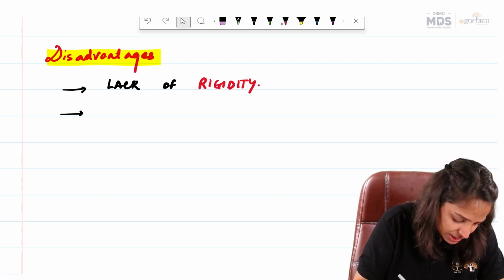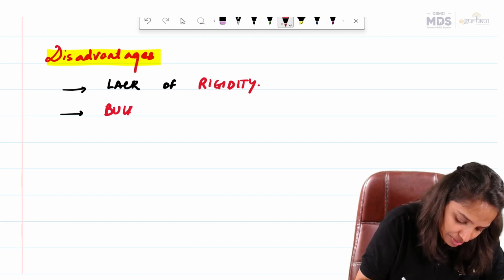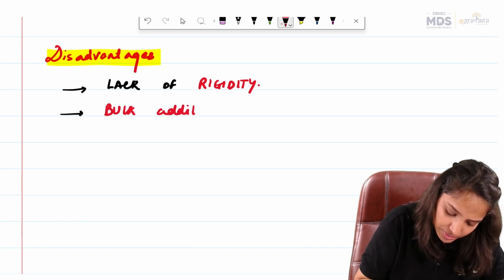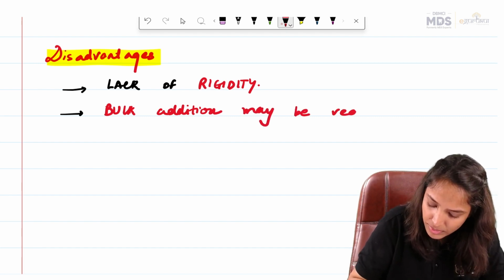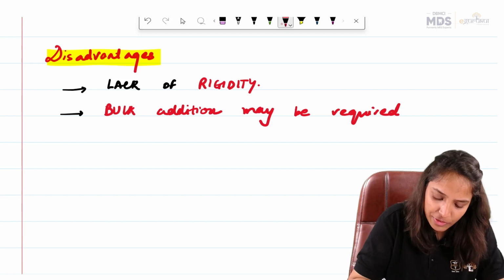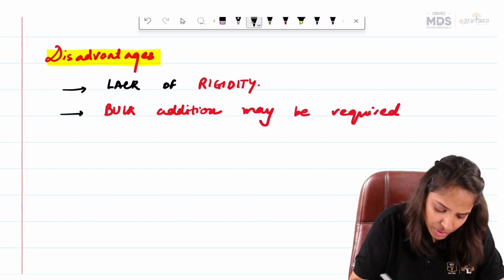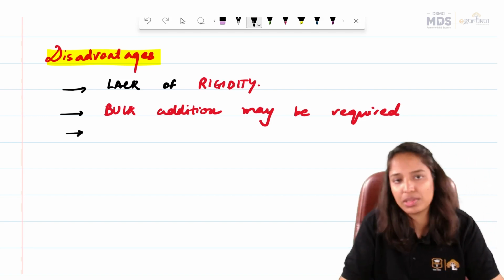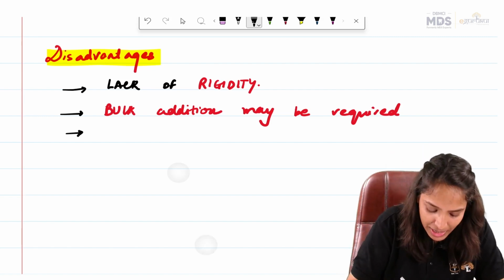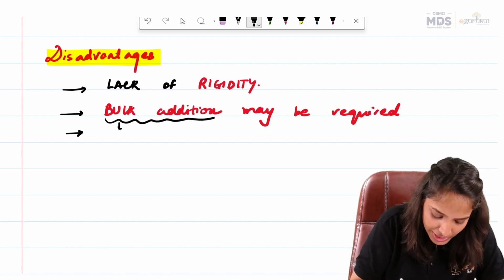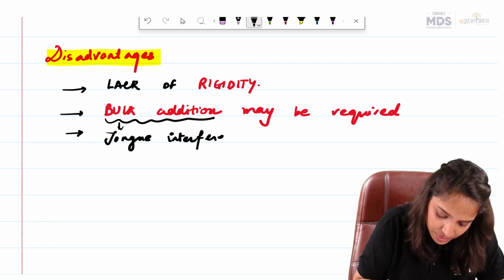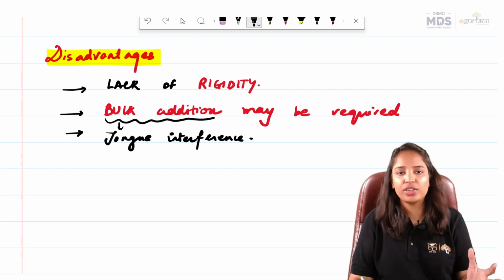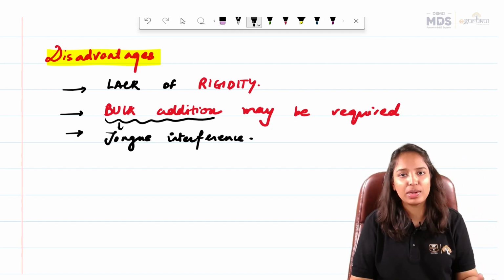Second disadvantage is bulk addition may be required. Now, to counteract this loss of rigidity, sometimes you need to add bulk to the prosthesis. And this bulk addition will lead to the third disadvantage, which is tongue interference. So, all in all, these are the main disadvantages of it.